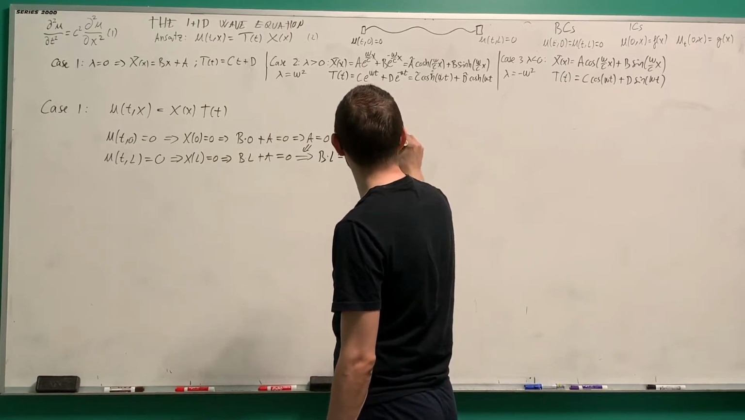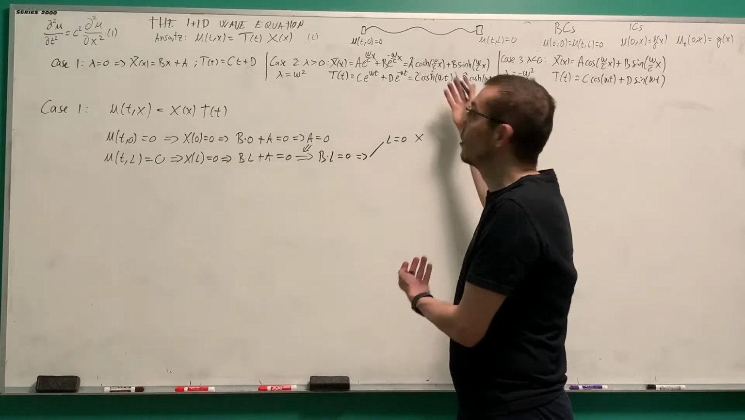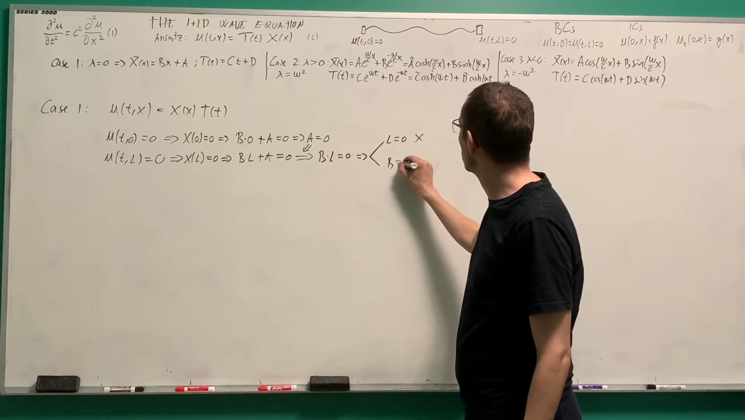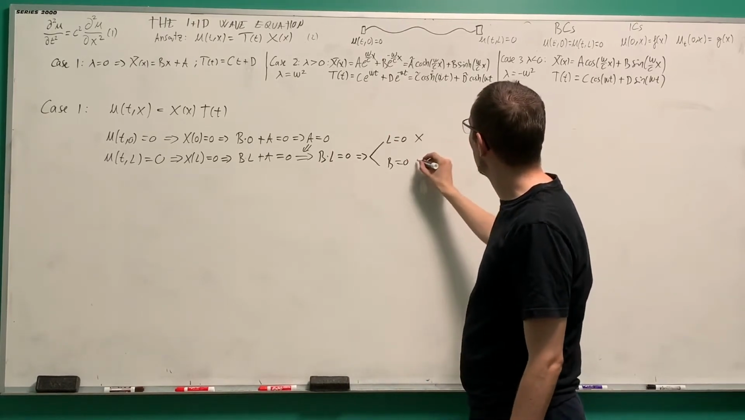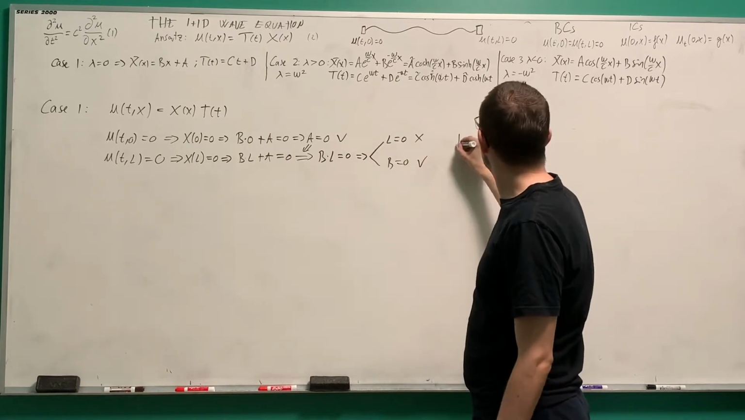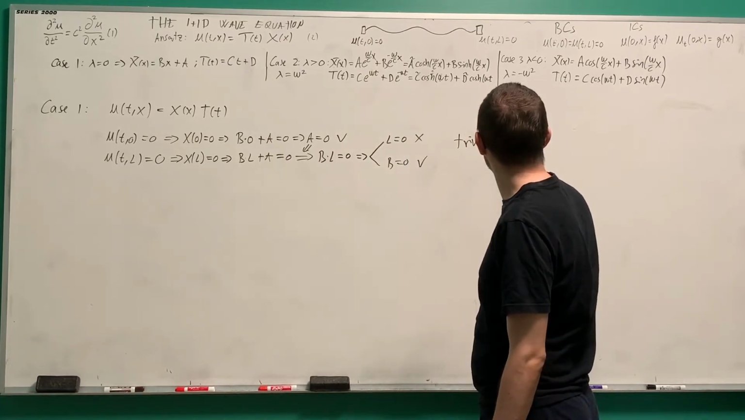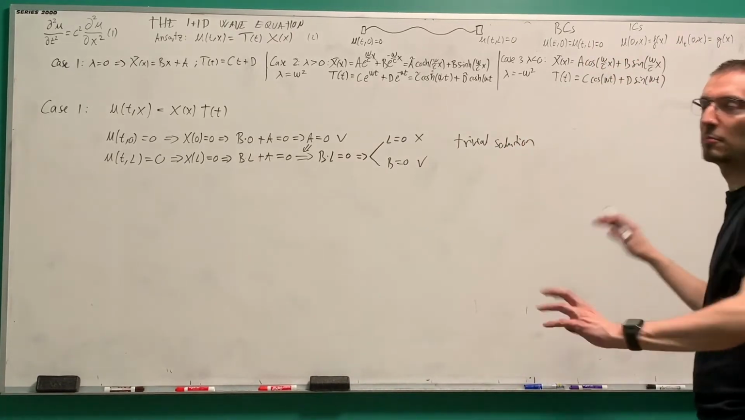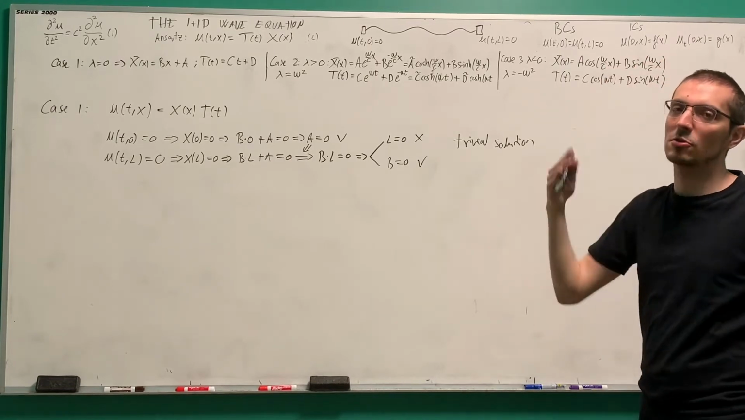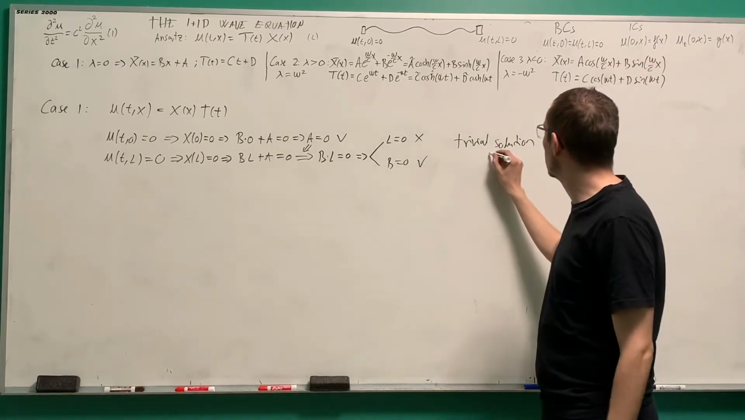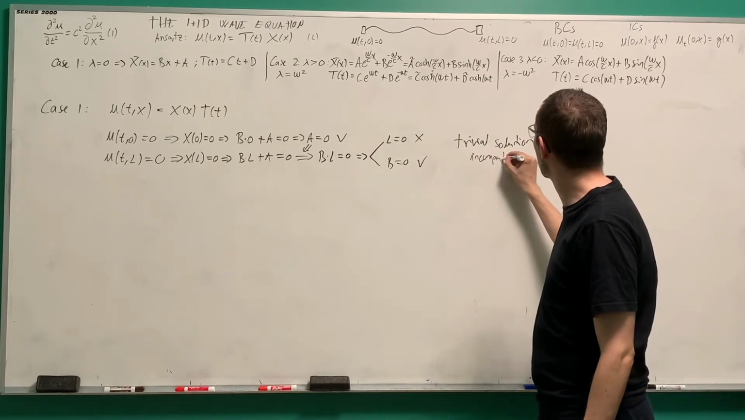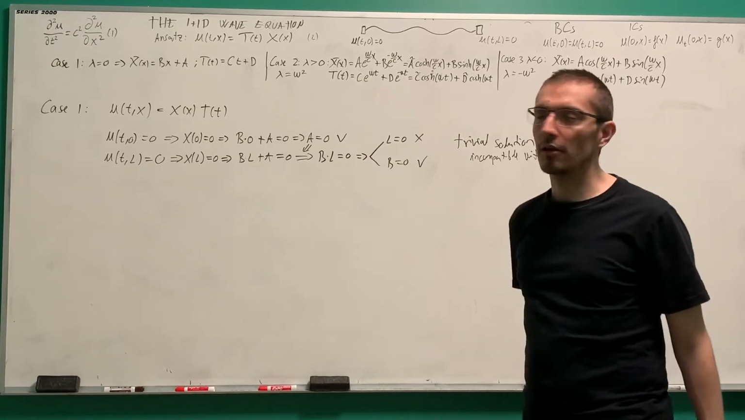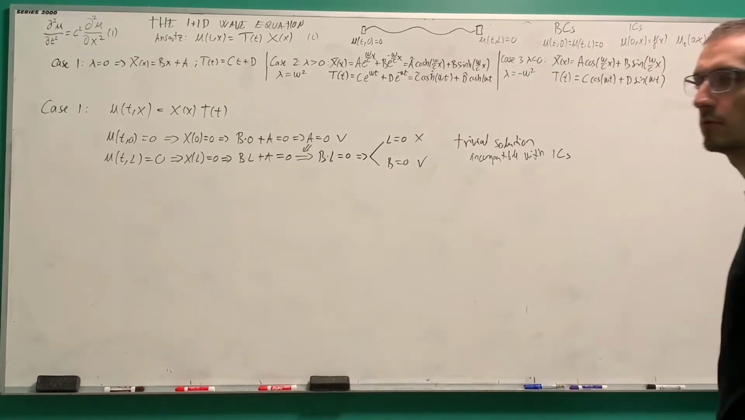Two possibilities: either L is equal to 0, which is incompatible with a string of a finite length, or b is equal to 0. So of all the options, this is the one. In this case, we get the trivial solution, where nothing happens, the string is stationary and doesn't move at all. It's not compatible with an initial condition that has some movement or some shape. So it's incompatible with the initial conditions. All right, so no valid solutions in our case from case 1.